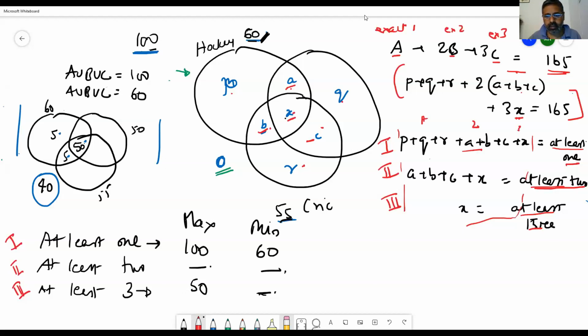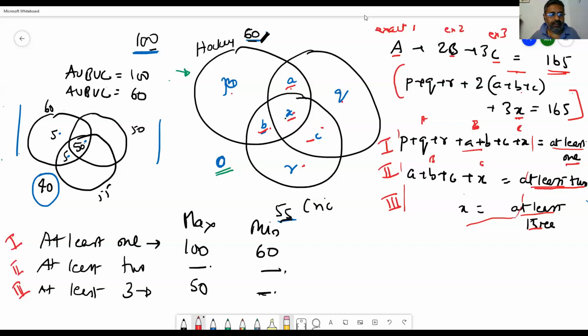This is A plus B plus C. This is exactly 1 plus exactly 2 plus exactly 3, which means at least 1. Here it is exactly 2 plus exactly 3, which means it's at least 2. And this is at least 3. Is that okay?